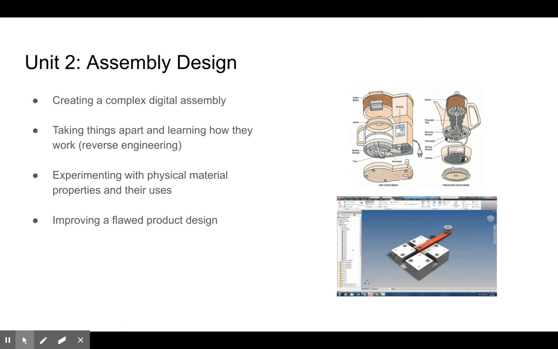Unit 2 is called assembly design. In unit 1, when we do our CAD work, we only look at one piece at a time. In unit 2, we're taking multiple pieces, putting them together to make an actual product. We're also going to look into reverse engineering, where we take something apart, learn how it works, and see if we can improve it. And then material sciences, learning about why materials are chosen and the properties they have that make them ideal in various situations.